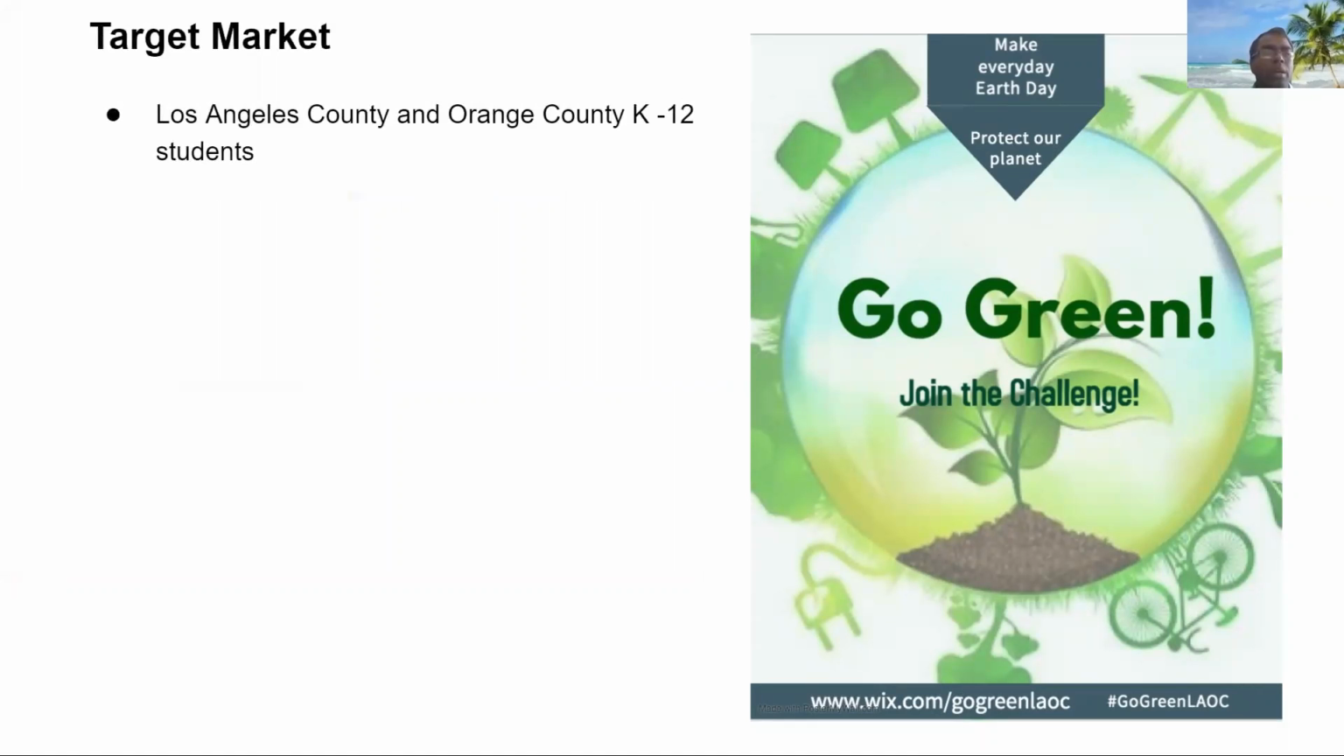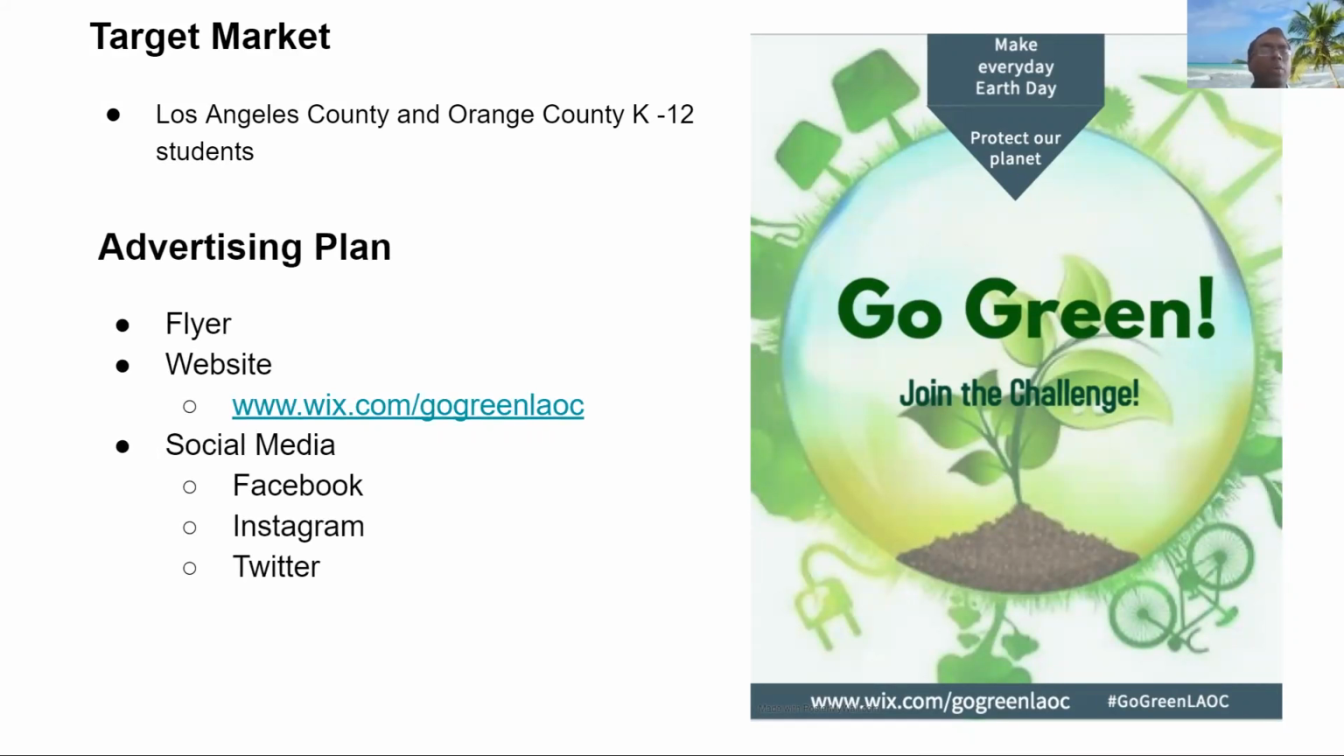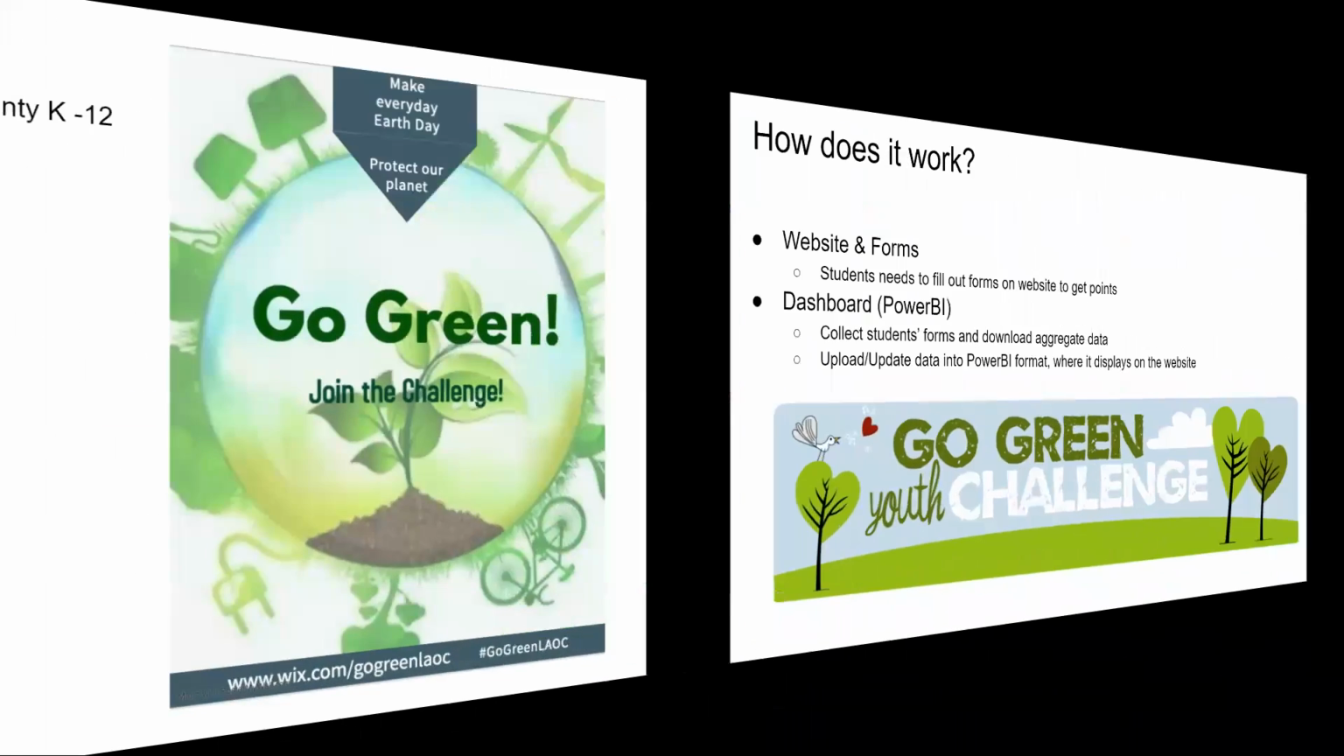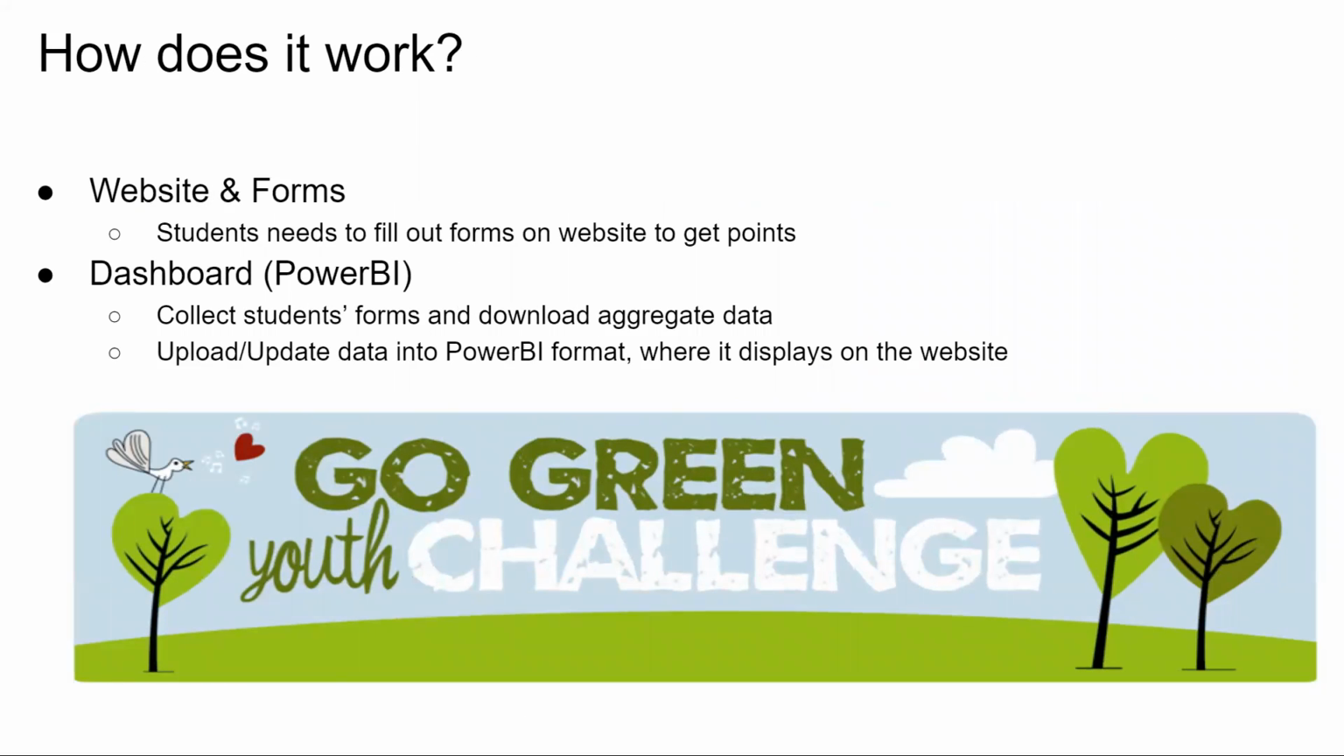We have a target market plan for Los Angeles County and Orange County K-12 students. We have an advertisement plan for the flyer, website, and social media: Facebook, Instagram, and Twitter. How does it work? We have a website and different forms for students to fill out to get points, and we will collect the data and aggregate it on a Power BI dashboard.